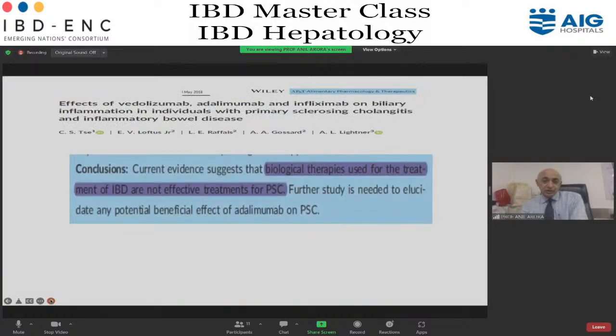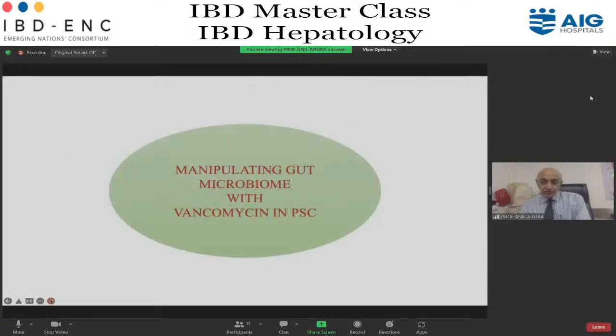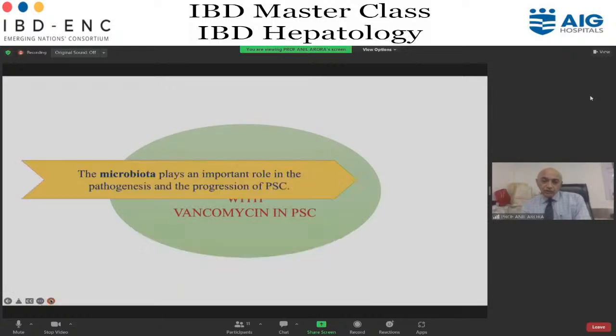So a study was conducted which showed that addition of vedolizumab in patients with PSC in inflammatory bowel disease did not change the course of the illness in patients who had established primary sclerosing cholangitis. What about microbiota? Can we tweak them? Can we alter their function and structure?